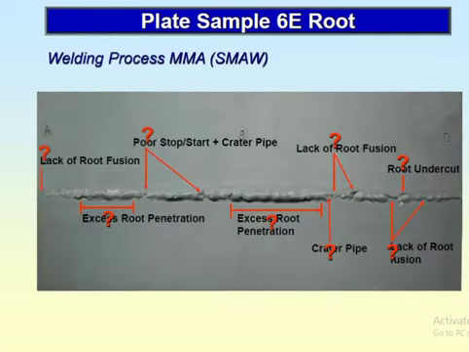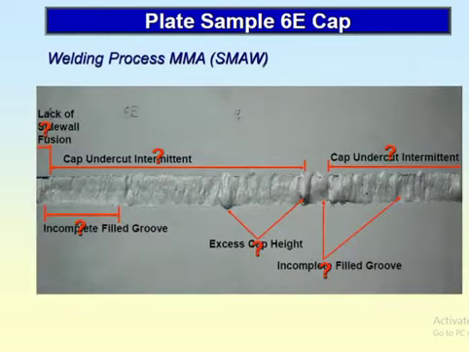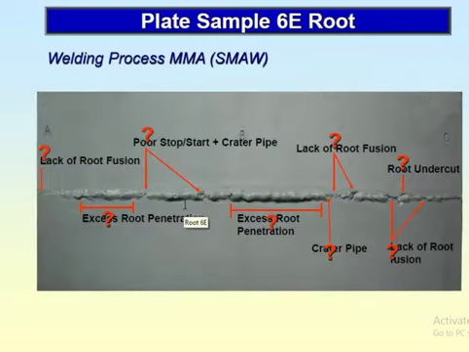This is the root of the same plate. You can see here the 6C cap and the 6C root is here. Lack of root fusion, excess root penetration, poor stop and start, and crater pipe. You have to understand that this will definitely come here. Poor stop means welding is finished here, and after that they start again, so it is coming like this way. Poor stop and start means this is not a skilled welder's technique. That's why it is coming like that. The crater pipe, excess root penetration, lack of root fusion, crater pipe. So all these defects will be there.